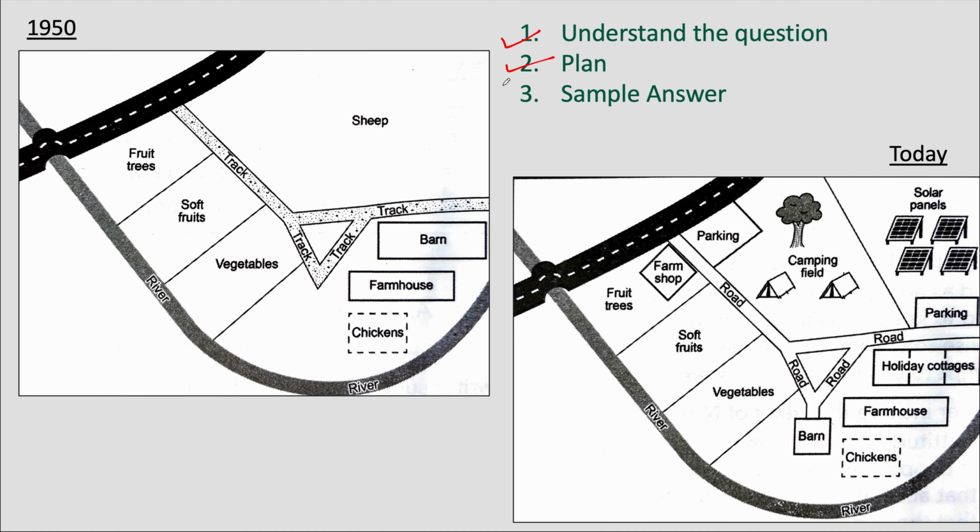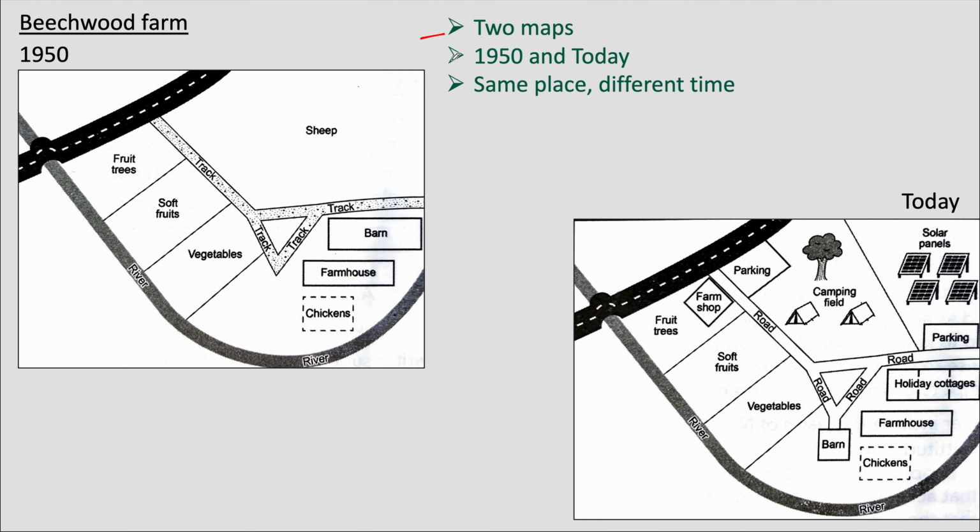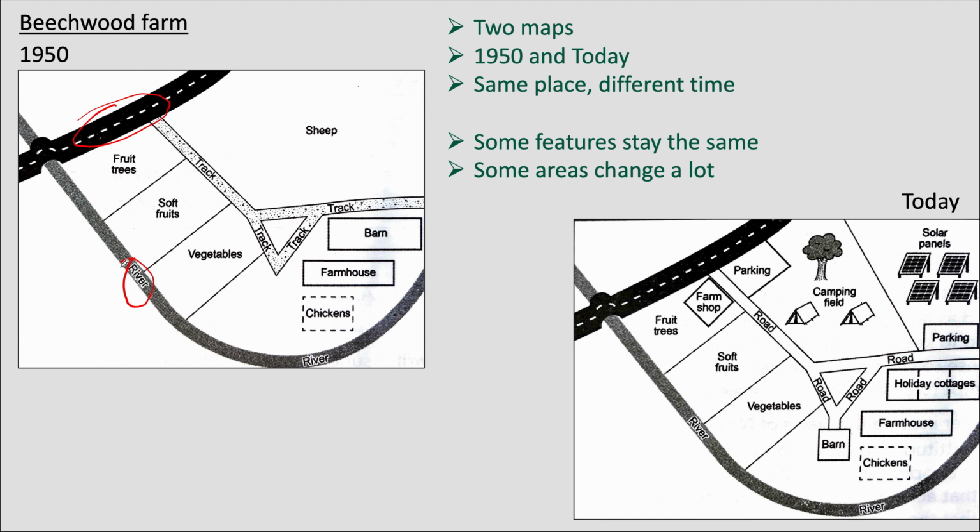There are 2 maps. One shows the site of a farm in 1950. The other one shows the same site today. So this is a past-present comparison. A quick look tells us that some basic features remain the same, such as the road and the river. However, the upper part of the map, which had very little in 1950, now contains many new features.